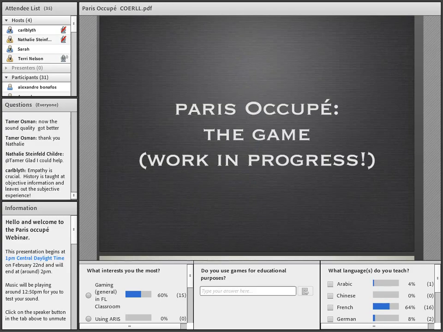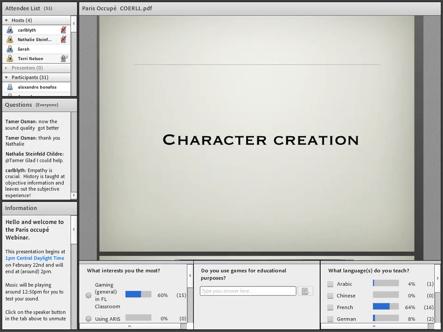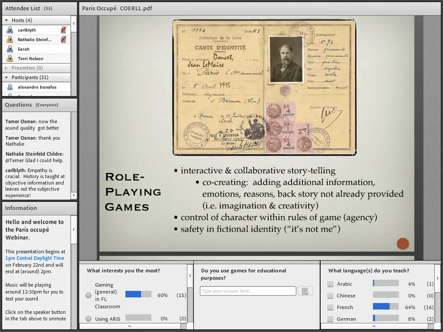This is what the game looks like. First, character creation. It is a role-playing game, so the first thing that I have the students do is to create their character. Here you can see a carte d'identité that one of my students went ahead and took and then altered to create his character. I believe strongly in that sense of interactive and collaborative storytelling, where the game provides some information to the students, but they co-create by adding their own personal touches to it.